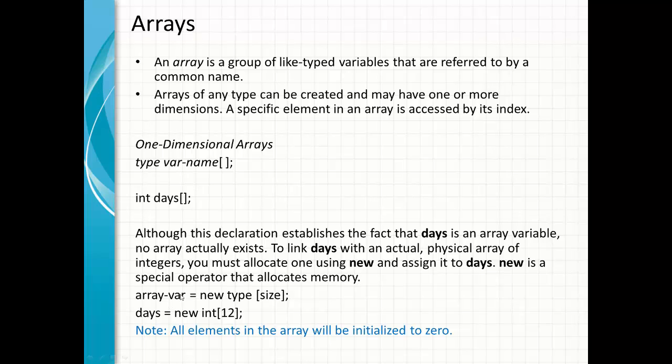So over here, this is our array variable which we defined, and then we say new, then type, and then size. For example, days we define over here, and then we say new int 12. So days is a one-dimensional array which can hold 12 values, from 0 to 11.